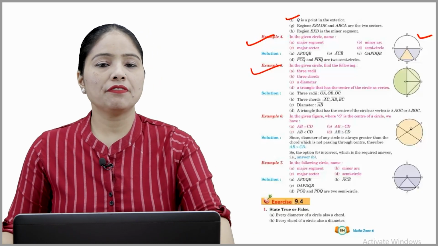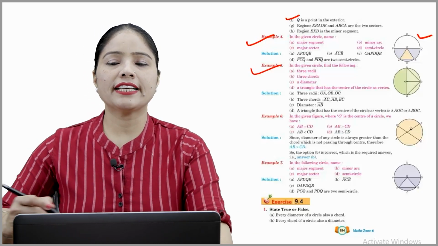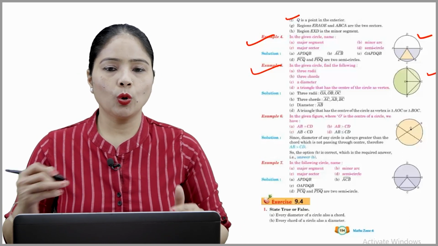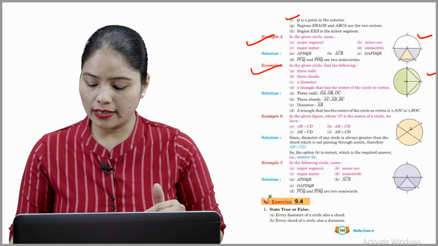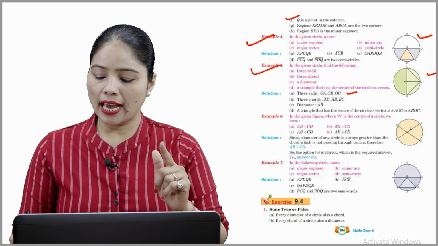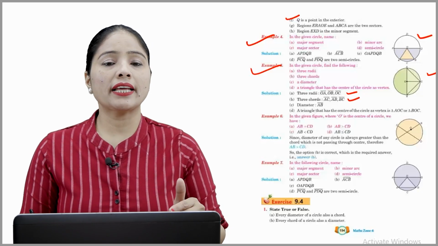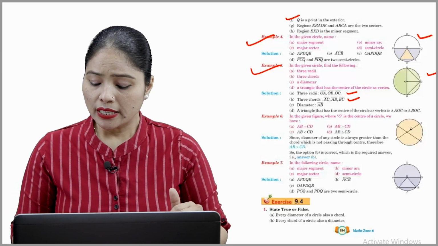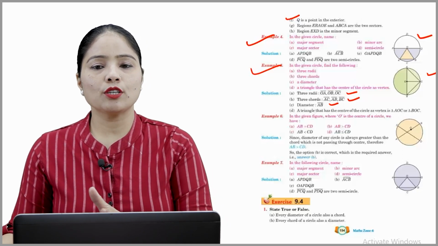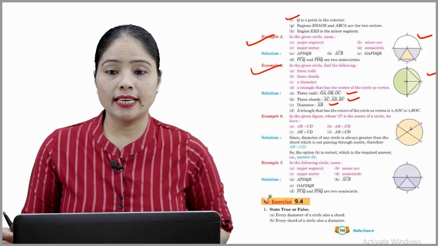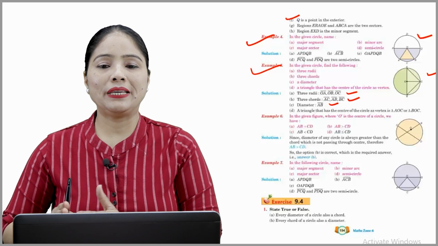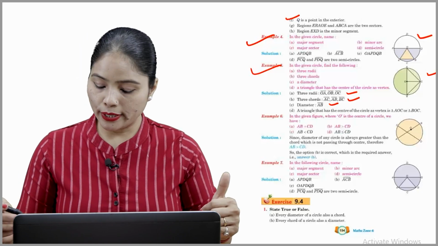So now example 5. In the given circles find the following. 3 radii: OA, OB and OC, like this. 3 chords: AC, AB and BC. And the diameter: AB is a diameter. A triangle that has the center of the circle as a vertex is triangle AOC and BOC. I hope you understood well.